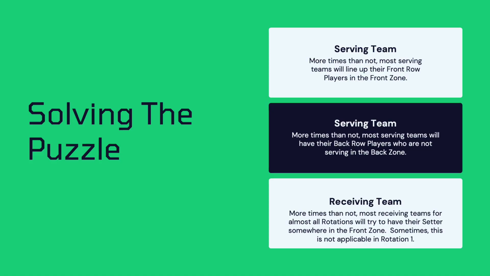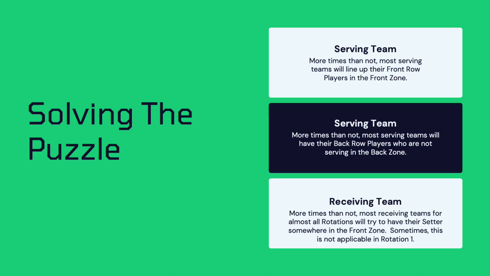Here are some patterns that most teams probably will observe to further help you solve the puzzle. More times than not, most serving teams will line up their front row players in the front zone. I'm not saying this happens 100% of the time, but it definitely happens more than 90% of the time. More times than not, most serving teams will have their back row players who are not serving in the back zone. Again, this doesn't happen 100% of the time, but it definitely happens 90% of the time.